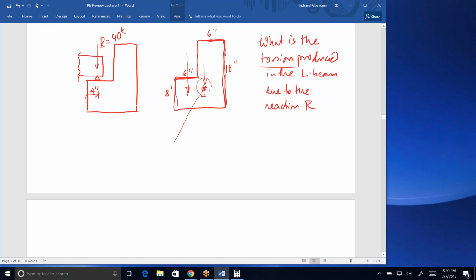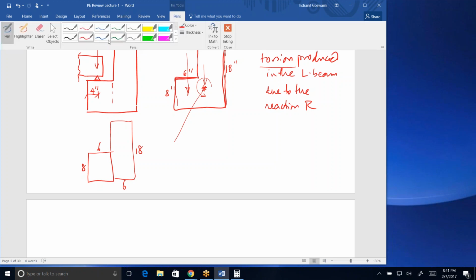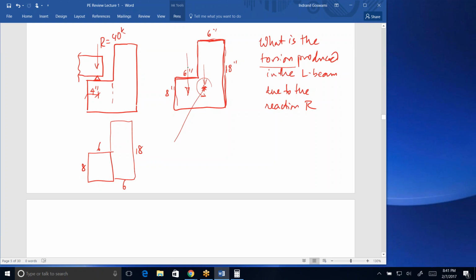So indirectly, it's a question about finding the centroid. So again, you would take that cross section and divide it up into one rectangle, which is 6 by 8, and another rectangle, which is, if this is 6, that is 6, and the height is 18. Because we are interested in the horizontal offset, because that's what's going to cause that moment, right? We are interested in this offset. How much is it?